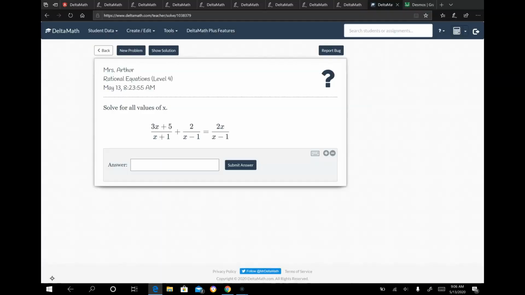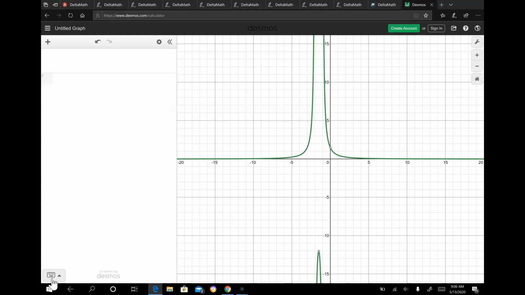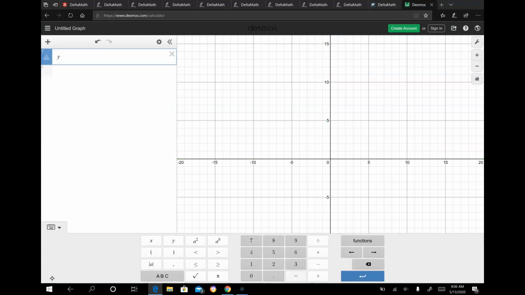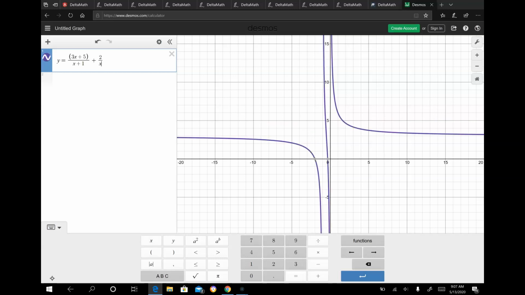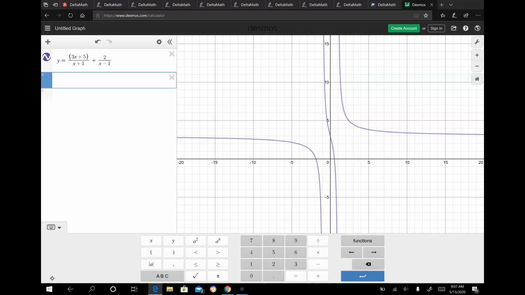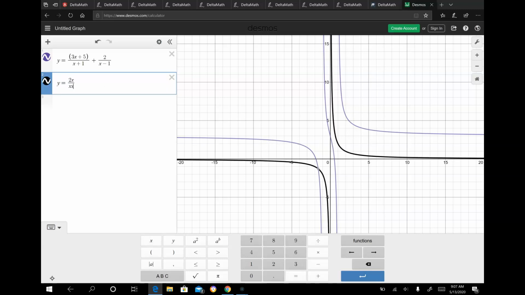So, left-hand side line 1, right-hand side line 2. And that one's a doozy, so I definitely will see if I can do it in Desmos first. Okay? So, we're going to do y equals, that numerator had 2 terms, so we're going to put in parentheses, 3x plus 5 divided by x plus 1. Now, to get out of that denominator, you hit the arrow button over, plus 2 divided by x minus 1. Right-hand side line 2 is 2x divided by x minus 1.